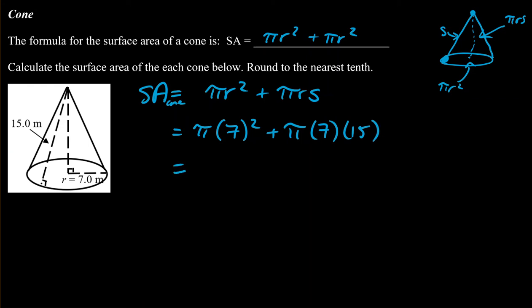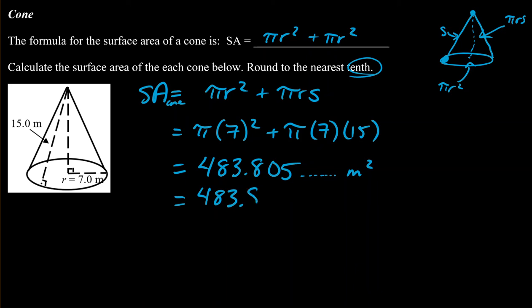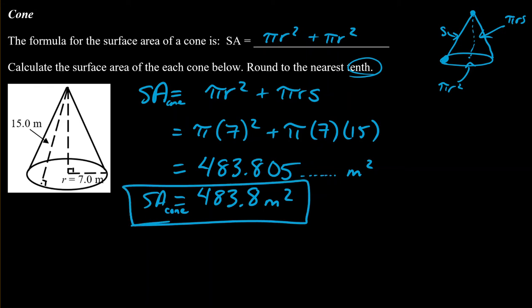When I put this into my calculator, we'll go pi times r squared plus pi times 7 times 15, and we're going to get 483.805 something meters squared. So we're going to round that to the nearest tenth, 483.8 square meters. Perfect.